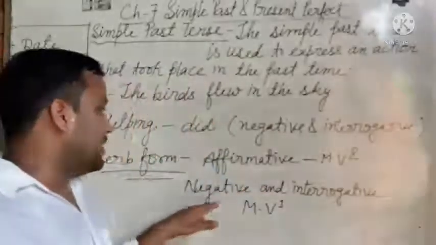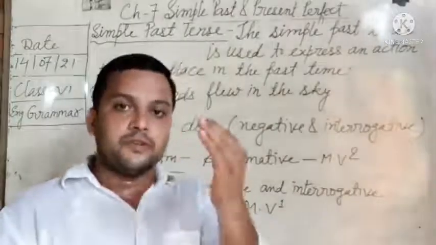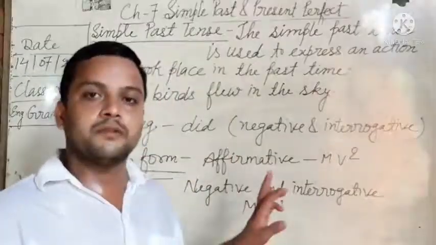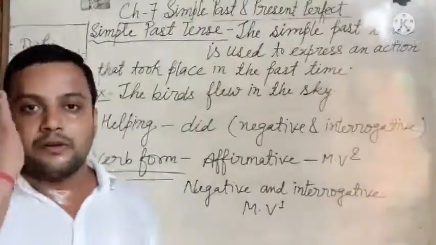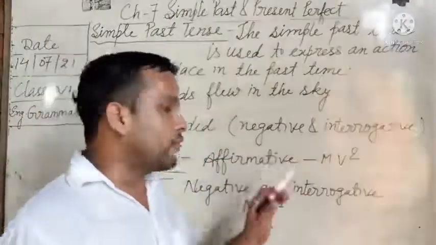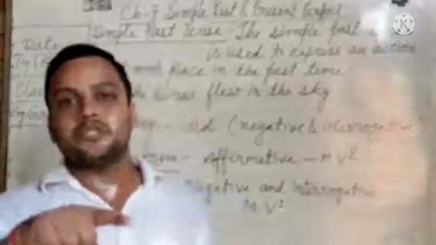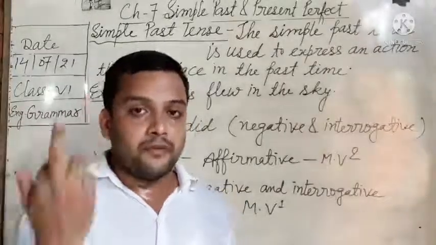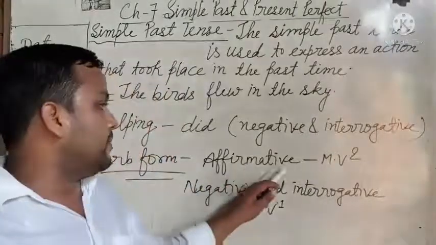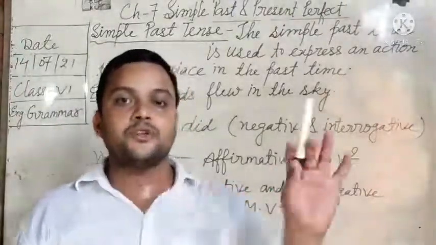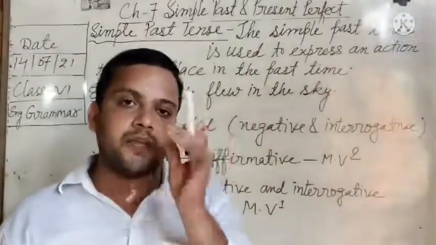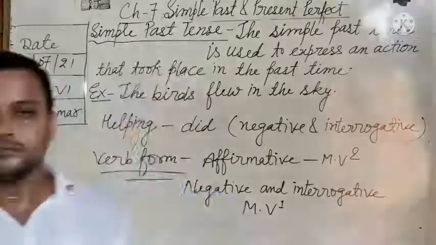And when the sentence is negative or interrogative, then we use did, and at that time we use the main verb first form. It means when you use did in negative and interrogative, you will use the main verb first form. And when the sentence is assertive, when the sentence is affirmative, then you will never use did in affirmative and you will use the second form of the main verb. Okay?